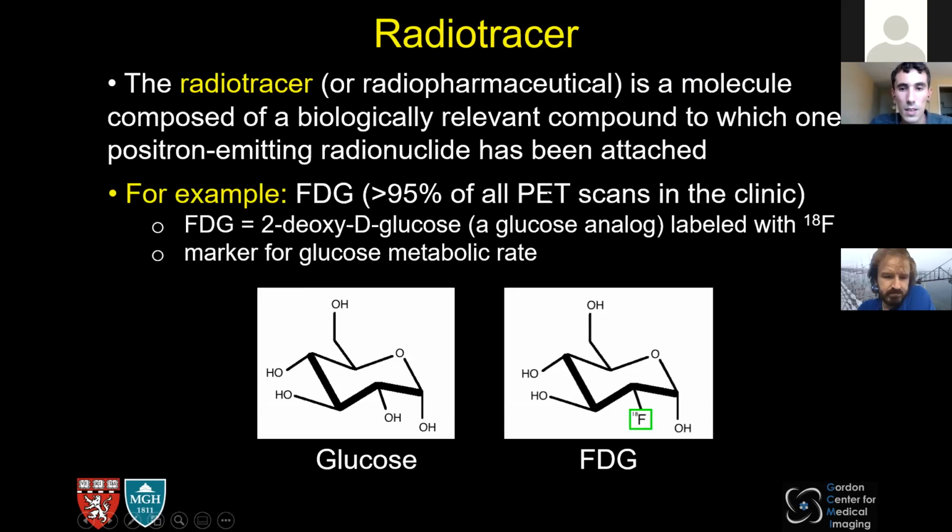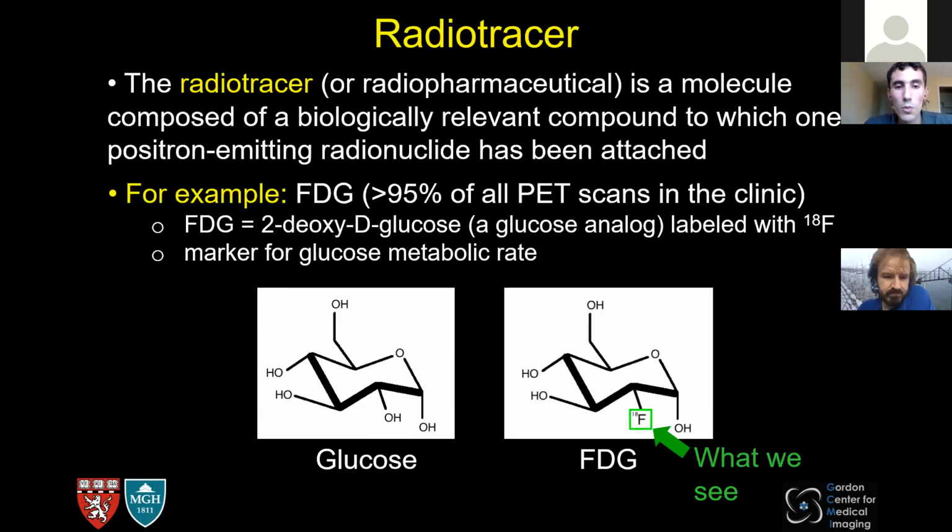And what is it about? It's basically a glucose analog that has been labeled with F18. At the bottom here, you can see the glucose molecule on the left and the FDG molecule on the right. The only difference is that they have placed an F18 in lieu of the OH group here. And that's basically what you're going to see. That is a marker for glucose metabolism. So it allows you to image glucose metabolism in the patient's body, okay?